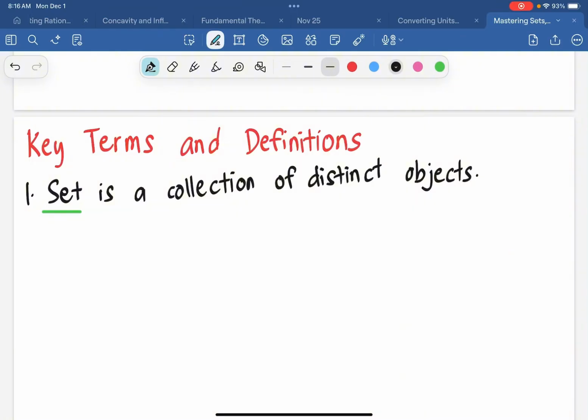Now let's have some key terms and definitions. First is the set. A set is a collection of distinct objects. For example, think of your school bag.